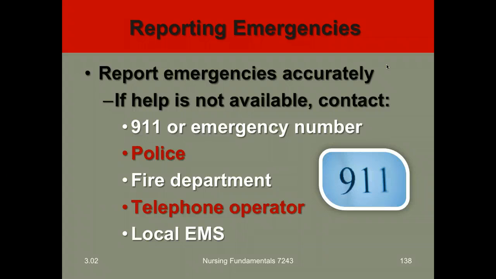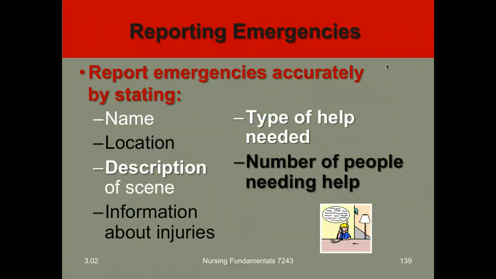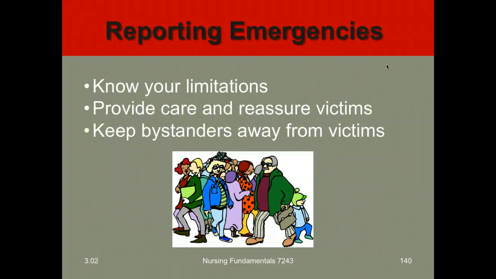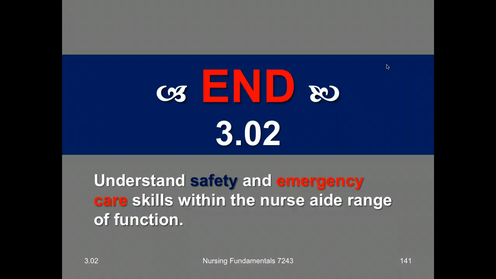Report emergencies accurately. If help is not available, contact 911, the police, the fire department, the telephone operator, or local EMS. You make sure you report accurately by saying your name, the location, the description of the scene, information about injuries, the type of help that's needed, and the number of people that need your help. Know your limitations, provide care and reassure victims, and keep bystanders away from victims.